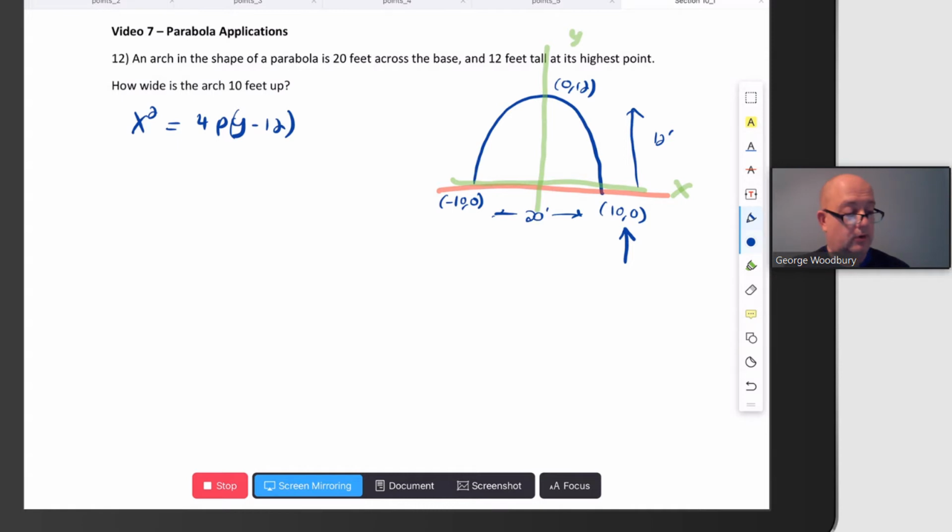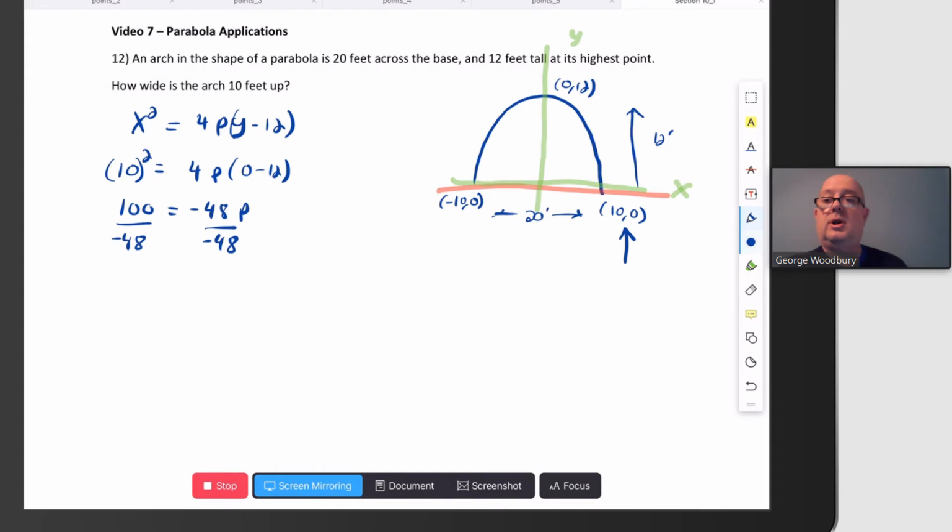So (10, 0): if I put in the 10 for x, 10 squared equals 4p times (0 minus 12). 0 minus 12 is negative 12 times 4, that's negative 48. I get 100 equals negative 48p. And I can divide both sides by negative 48. When I simplify the left-hand side, I can divide out a 4 from each of those. I get negative 25 twelfths equals p.